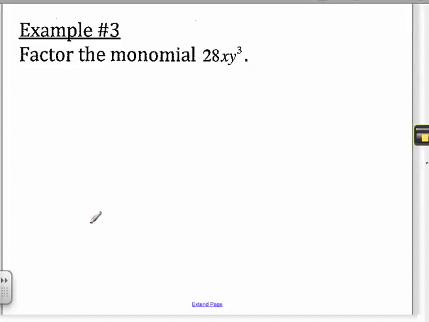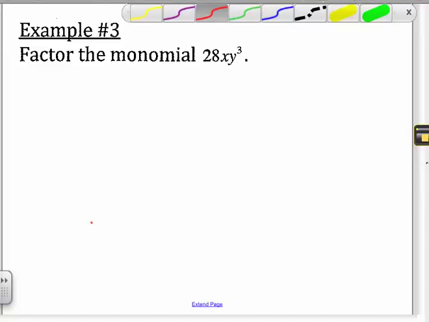Now this one says factor the monomial. Remember in that first video I said that a monomial is just one term, right? More than one term would be a polynomial. And then certain ones have names, like if it has two terms, it's a binomial. If it has three terms, guess what that one's called? A trinomial, right? This is a monomial. It's just one term. There's no pluses or minuses separating terms, okay? Now it says to factor it.